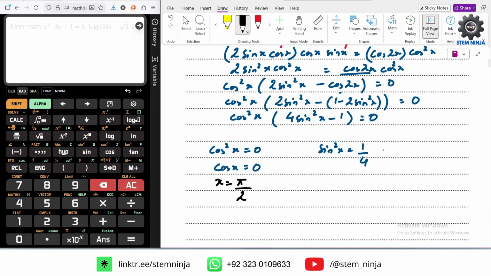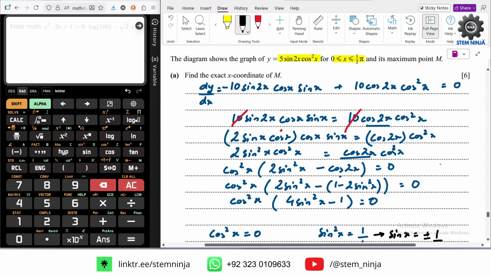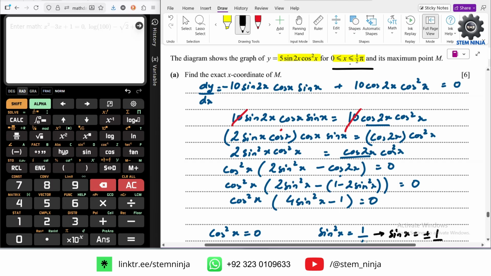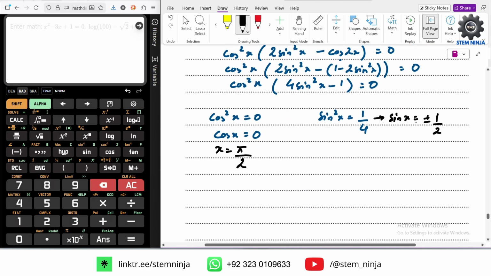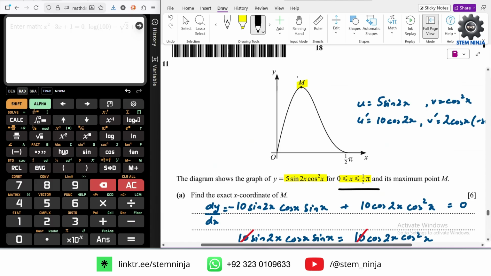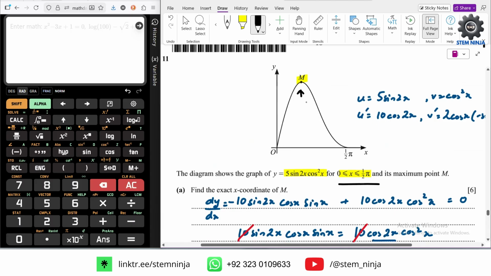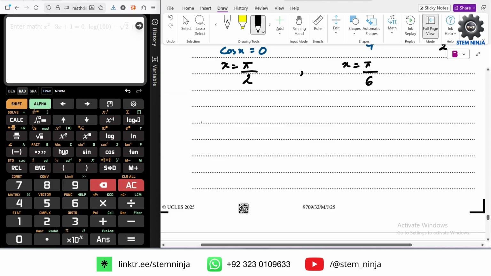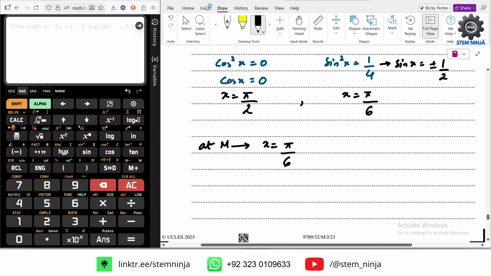And this one can be converted into sine of x equals plus minus 1 over 2. Obviously the minus 1 over 2 will be discarded because the range that we have does not support that. So we will do sine inverse of 1 over 2, which is going to be pi by 6. Since m is clearly before pi by 2, x coordinate of m is pi by 6.